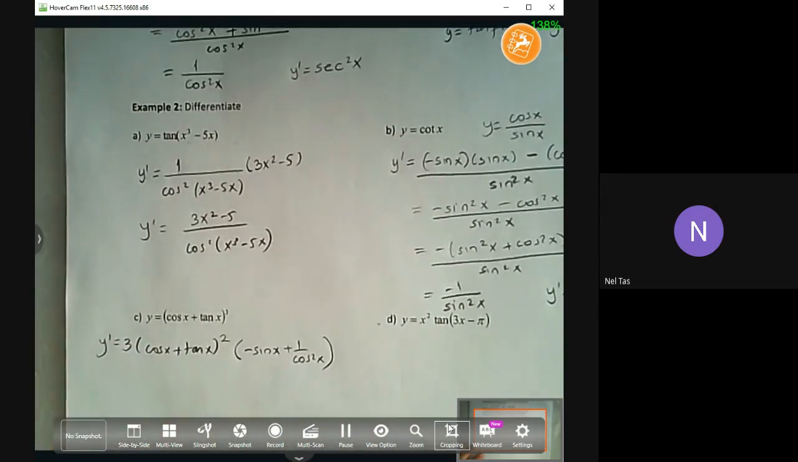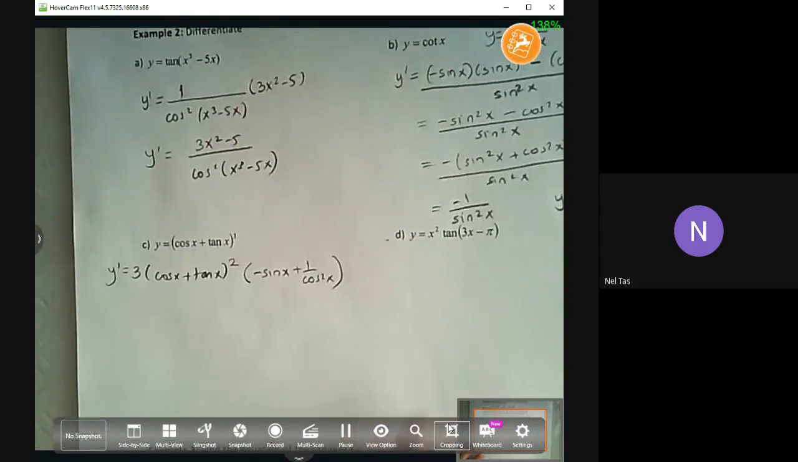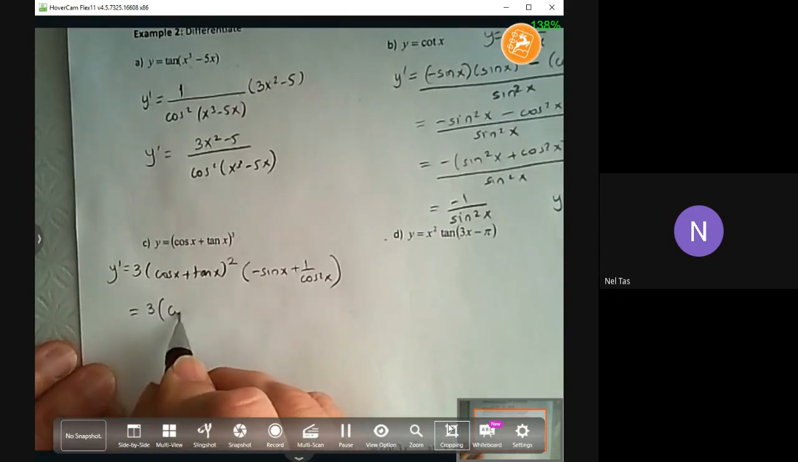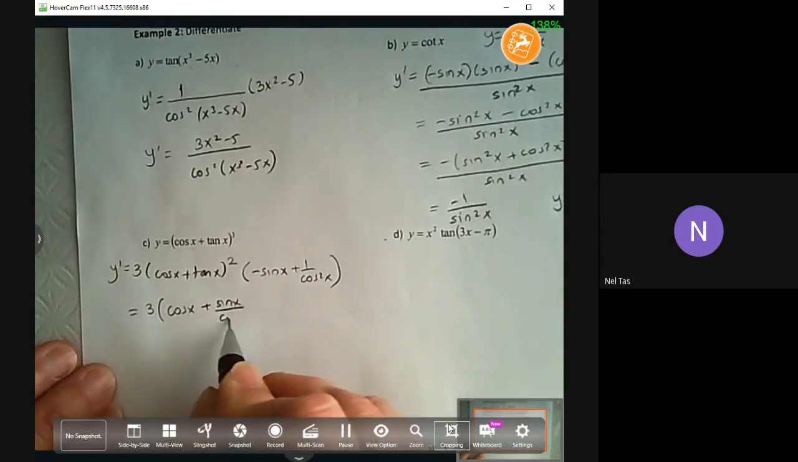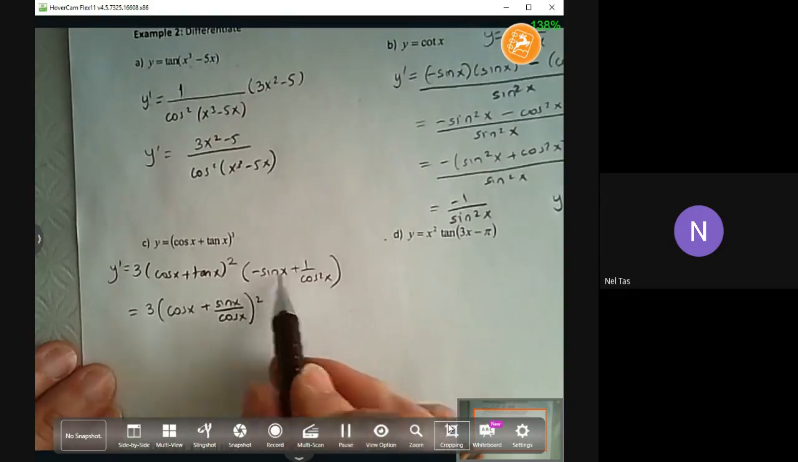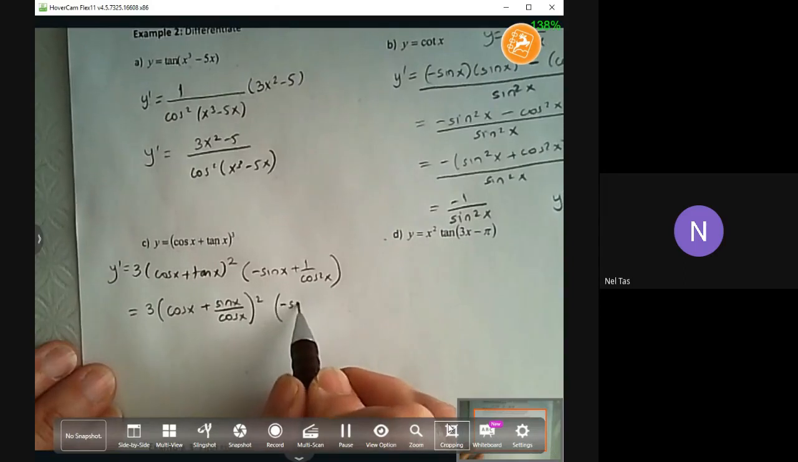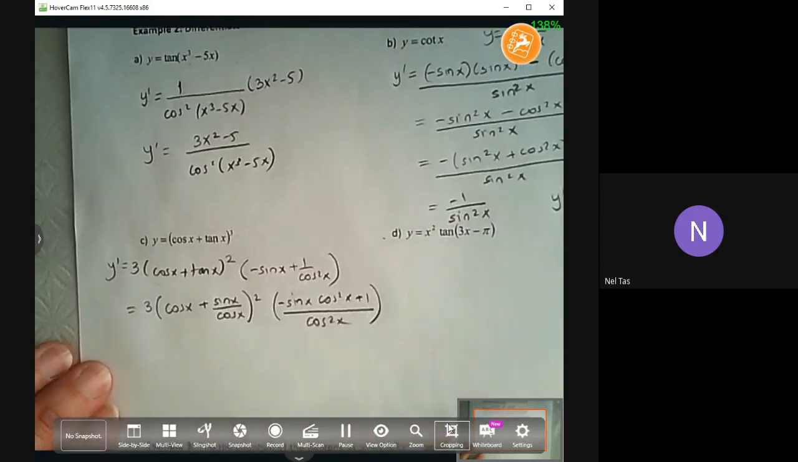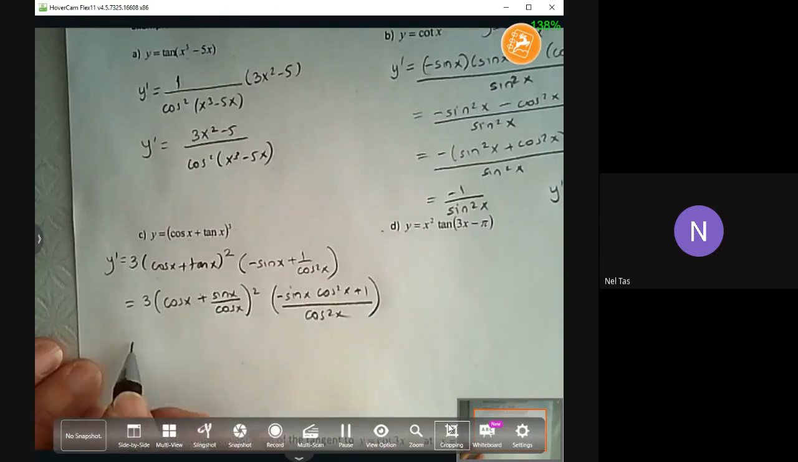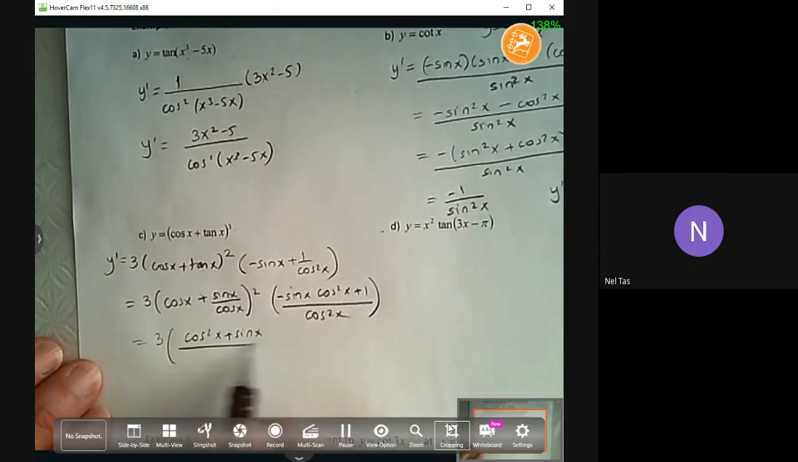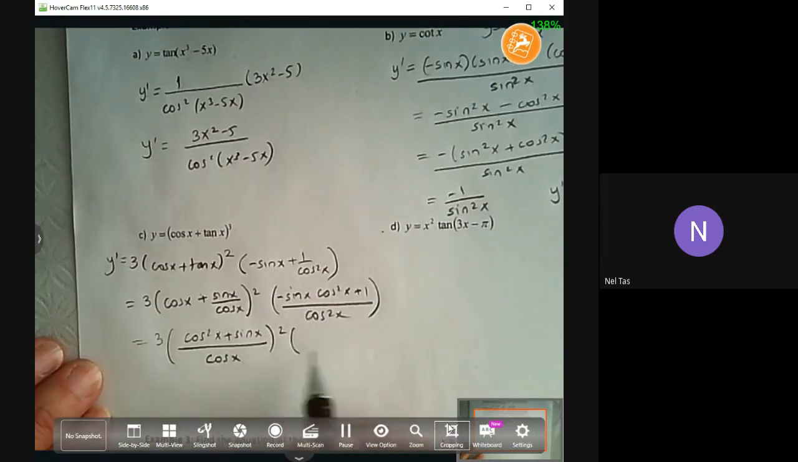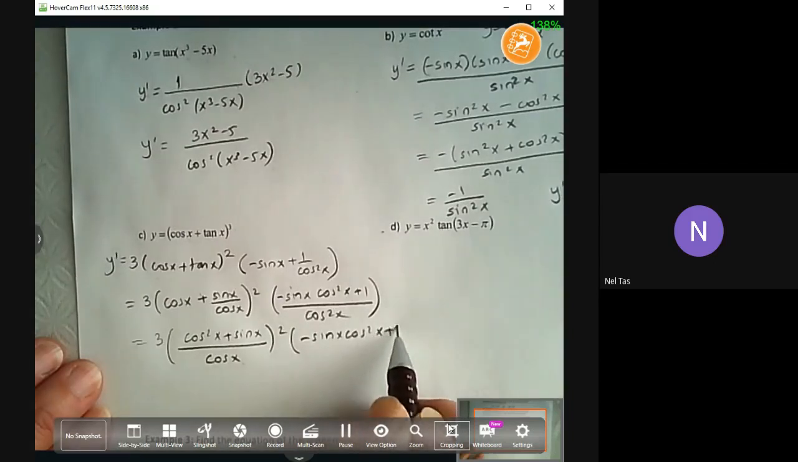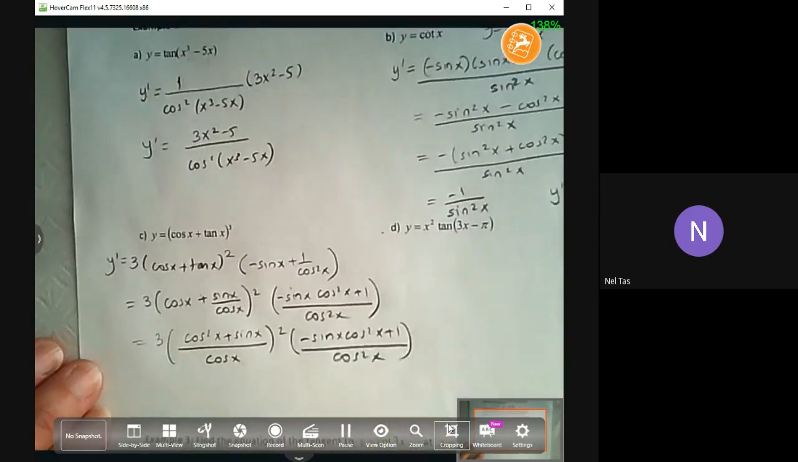Now we can simplify this and write everything in terms of sine and cosine. So 3 times cos x plus sine x over cos x, squared. We have a common denominator here. You get negative sine x times cos square x plus 1 over cos square x. So we have a common denominator here now: cos square x plus sine x over cos x, squared. And this one is negative sine x cos square x plus 1 over cos square x.